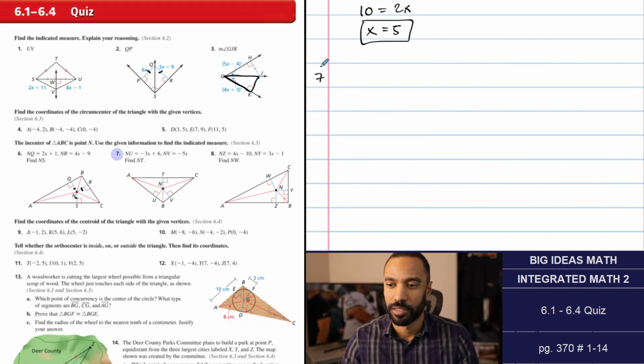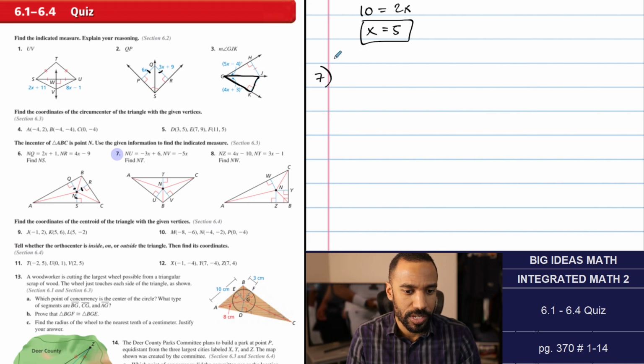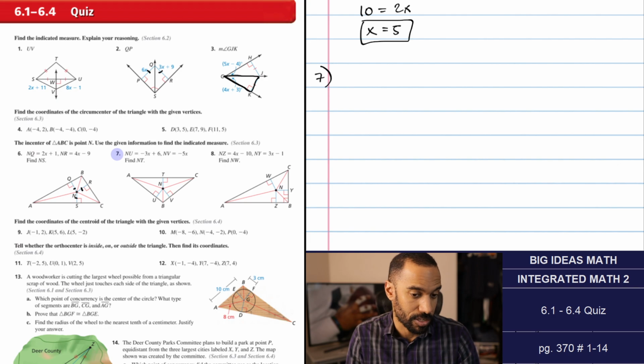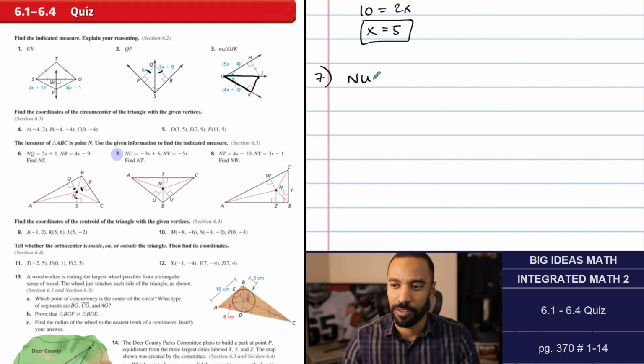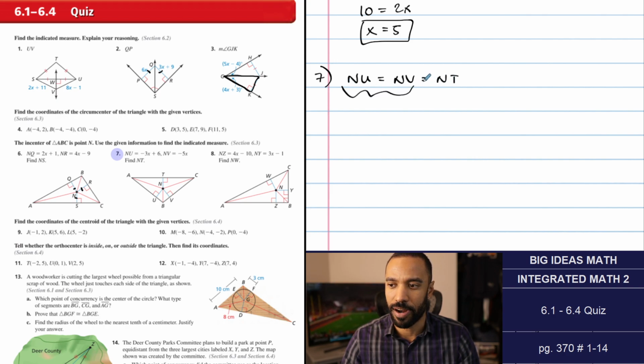Number 7. NU is negative 3x plus 6. Notice that that is this length. This is an incenter. NV is negative 5x. Find the length of NT. So it's the same kind of thing. We know that NU, NV, and NT are all the same length. I'm going to go ahead and solve for x by using these two and the expressions that they have. We have negative 3x plus 6, and we have negative 5x over here.